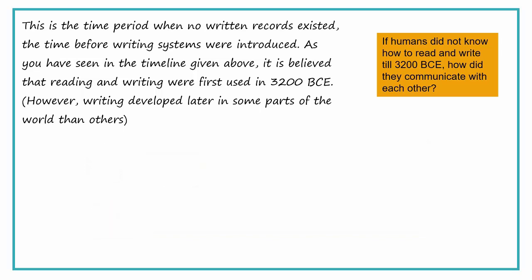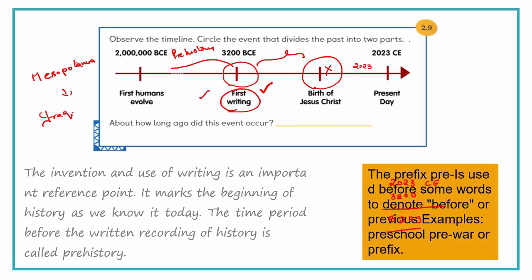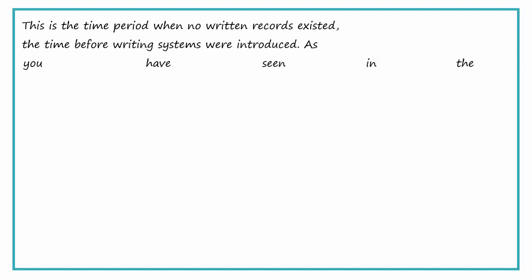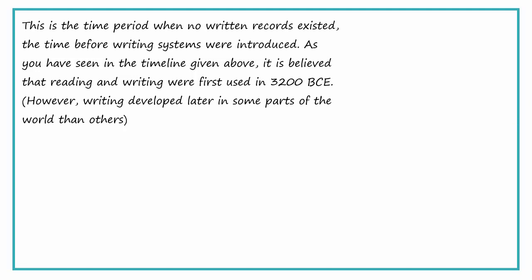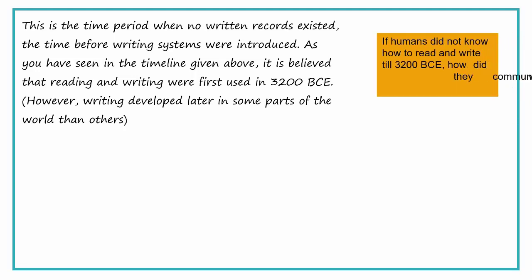In the previous class, we have seen that an event that divided history into two parts is the first writing. Writing was first seen in Mesopotamia in 3200 BCE. The period before writing is called prehistory. The period after writing is called history. Already we learned.